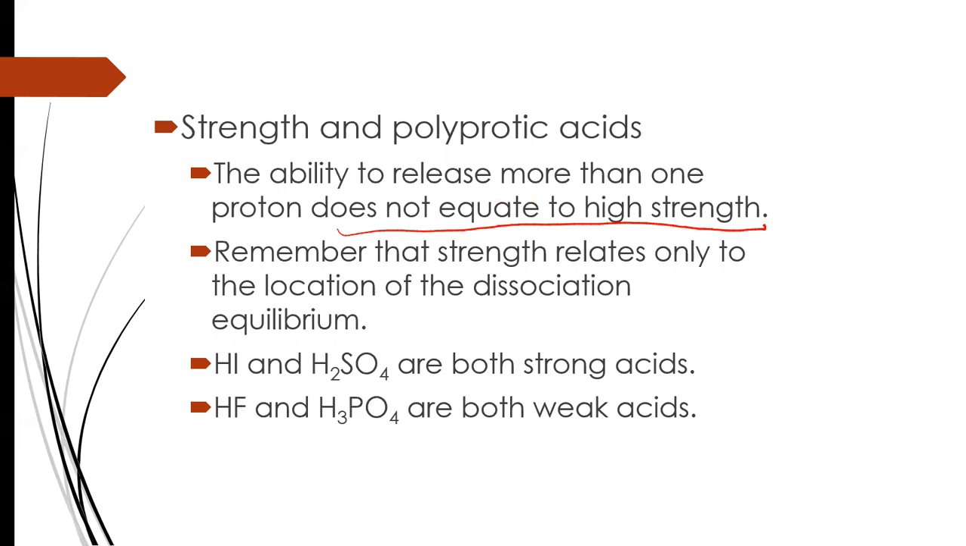So HI and H2SO4, both of those are considered strong acids. They both completely dissociate. But HF and phosphoric acid are both considered weak acids. So even though there's more hydronium that's produced from that phosphoric acid compared to that of HI, it's not considered to be a strong acid or a stronger acid than HI because HI completely dissociates, whereas phosphoric acid only partially dissociates.